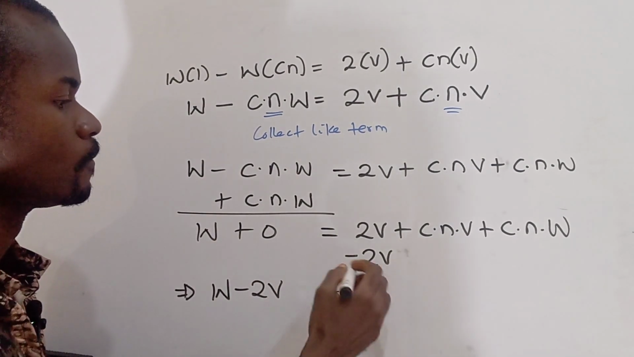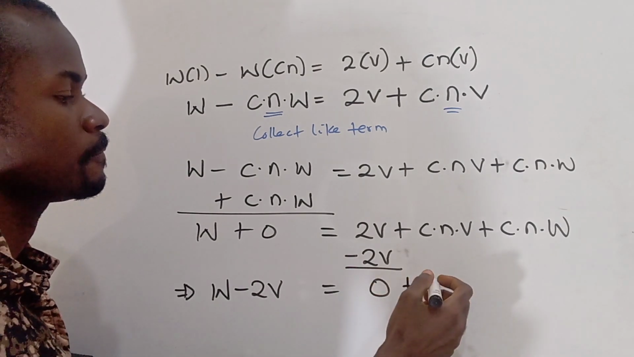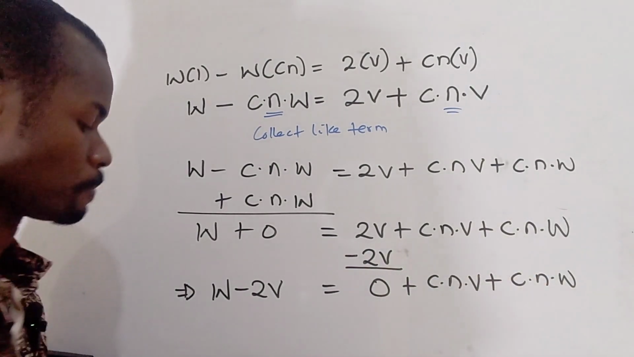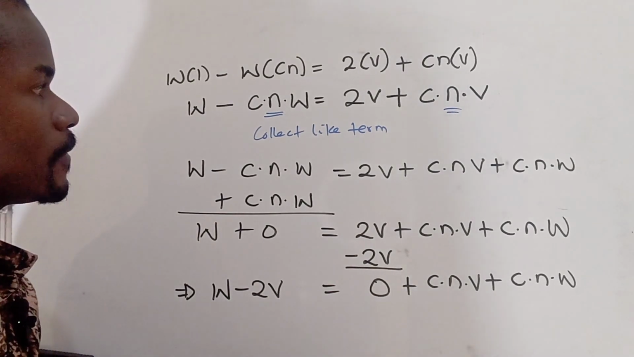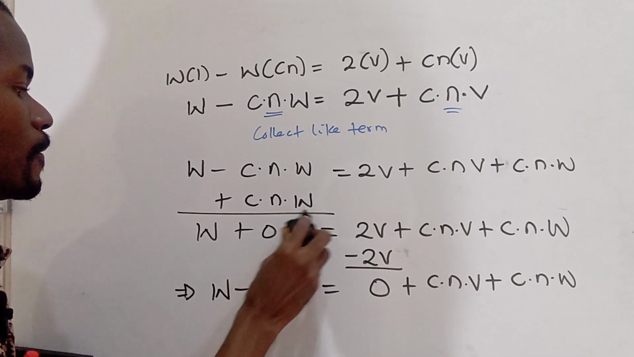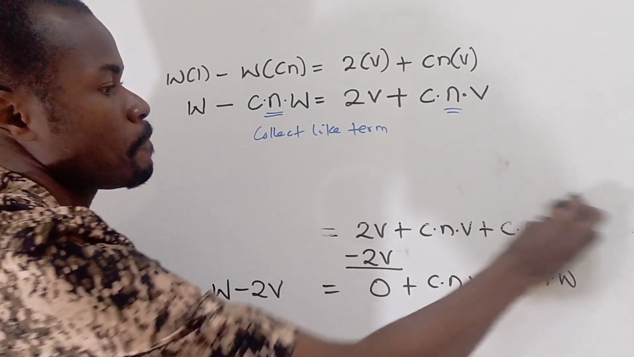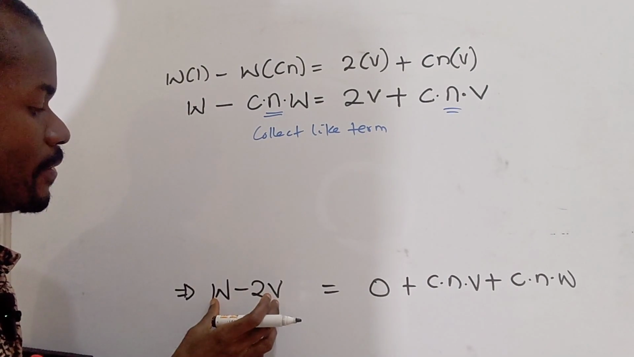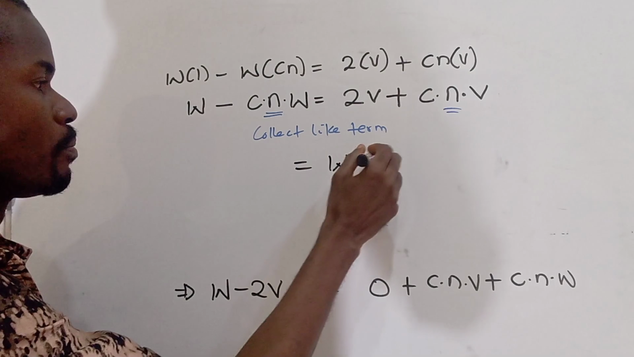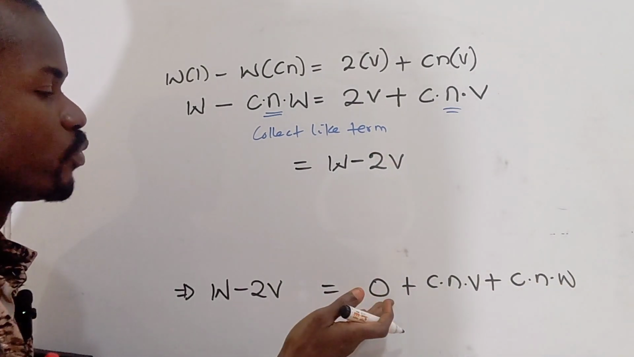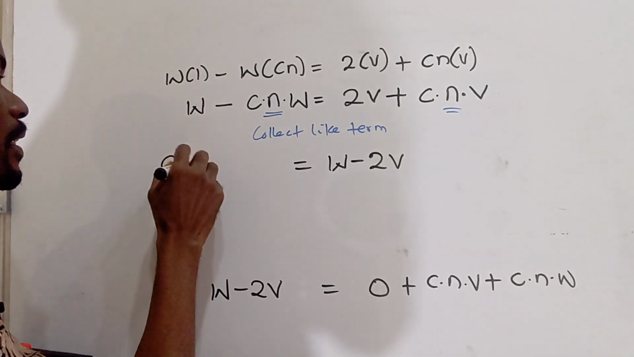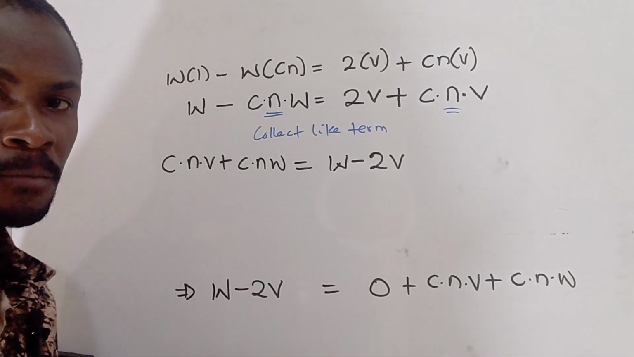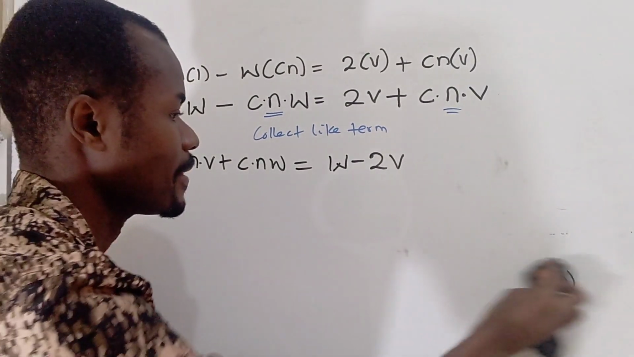All right. So this equals, this will give us what? 0 plus CNV plus CNW. All right. So having gotten that expression, it becomes easier for us to solve the problem. So I've been able to collect like terms, and on doing that, we see that here we have W minus 2V, and on this part we have CNV plus CNW. So we have been able to just collect our like terms.